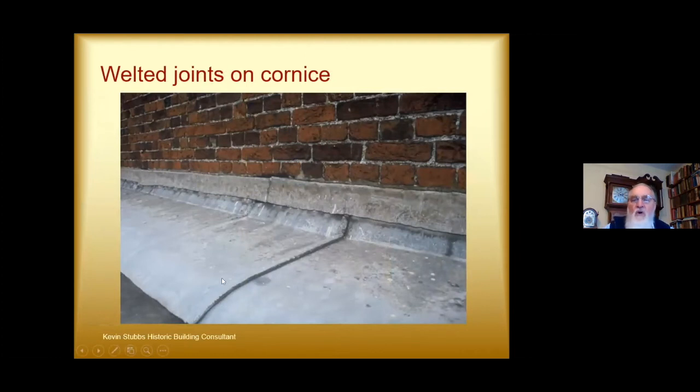Cornices can be quite a problem where they're covered with lead. How do you neatly allow for expansion? The traditional way was doing a welted joint. Very few plumbers around these days can actually do a really neat welted joint. So again, it's a problem of lack of skill within the industry.